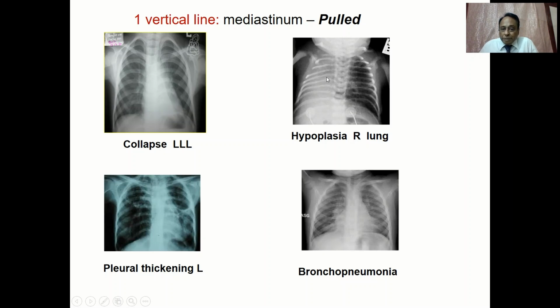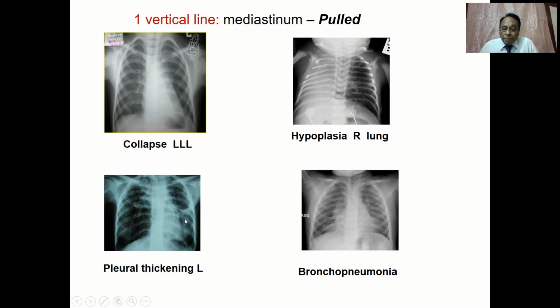Here hypoplasia. Where is hypoplasia? Right side or left side? So hypoplasia on the right side. That is the reason why the entire mediastinum, including the heart, everything shifted towards the right side. Here there is no lung. That is the reason why the mediastinum occupies that.